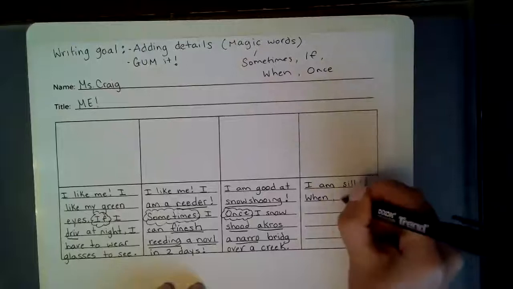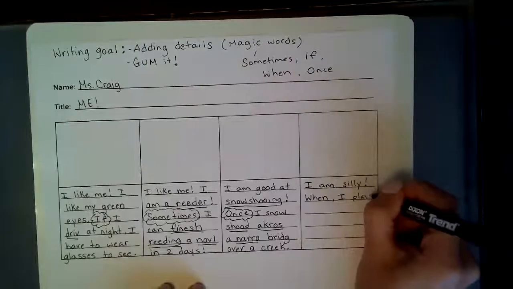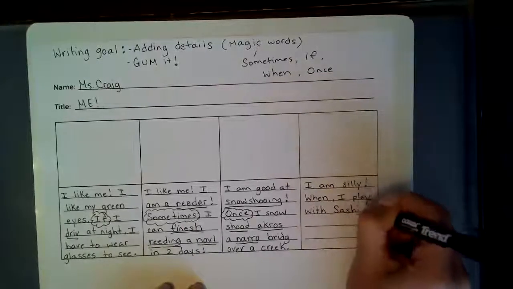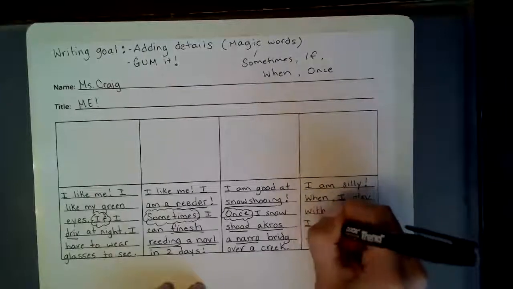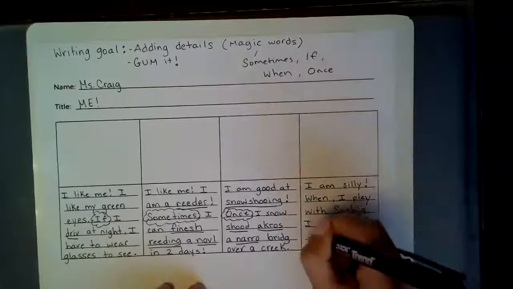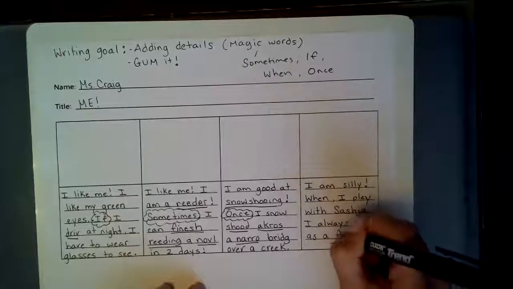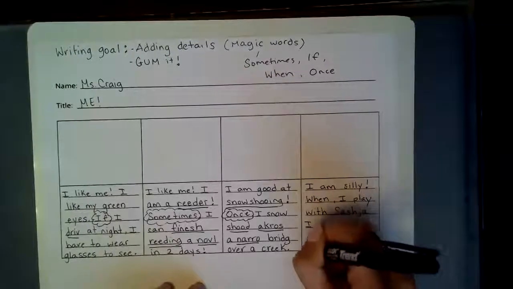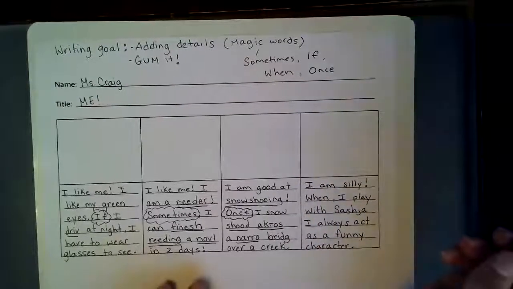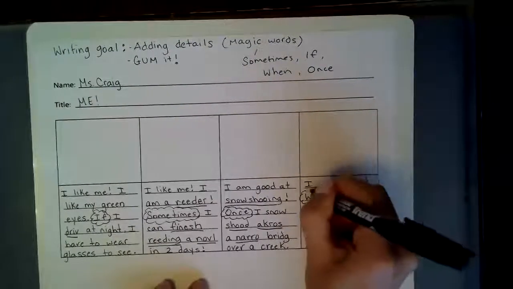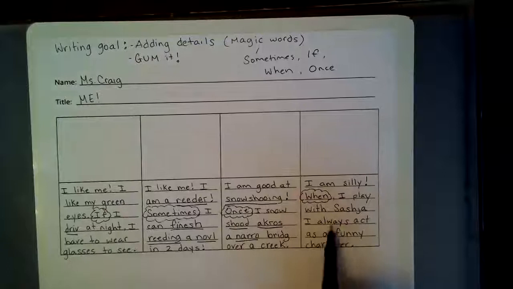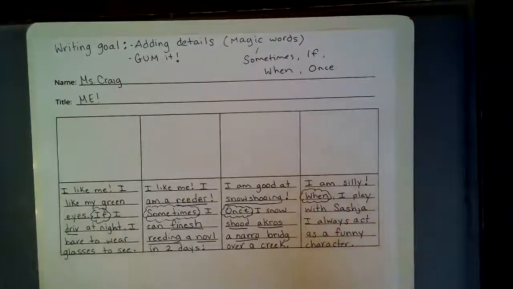So when I play with Sasha, I always act as a funny character. Okay, there we go. So here I have my magic word. So I'm silly. When I play with Sasha, I always act as a funny character.